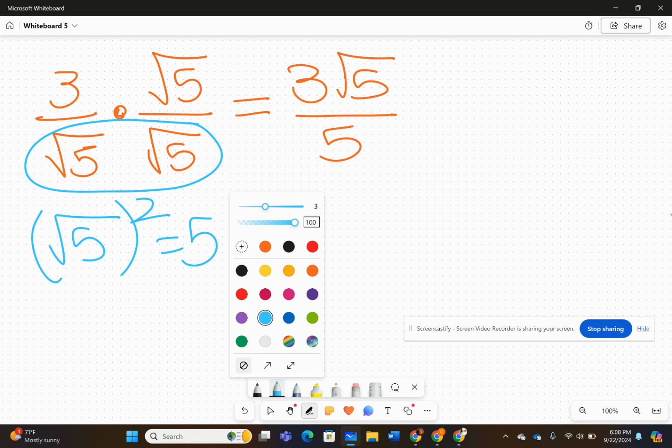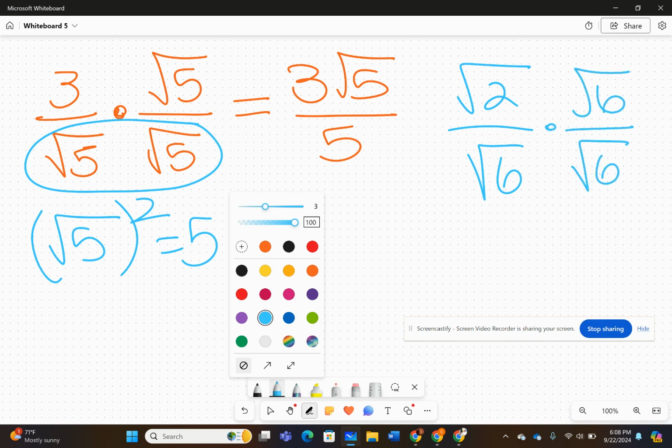Okay. So another example, let's say I have radical 2 over radical 6. So again, I would copy the radical 6 and multiply the radical 2 over radical 6 by 1, radical 6 over radical 6. You multiply the 2 with the 6, that gives you radical 12. And then radical 6 times radical 6 is 6.